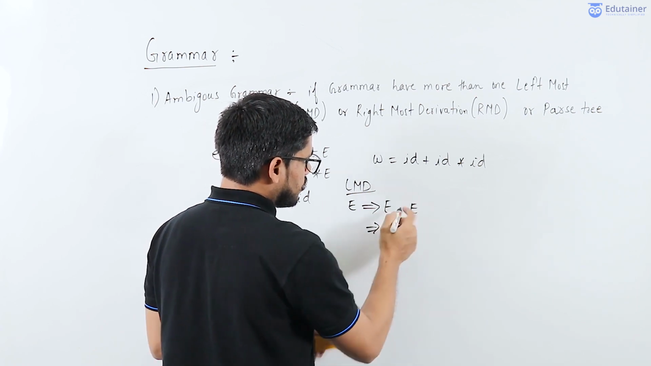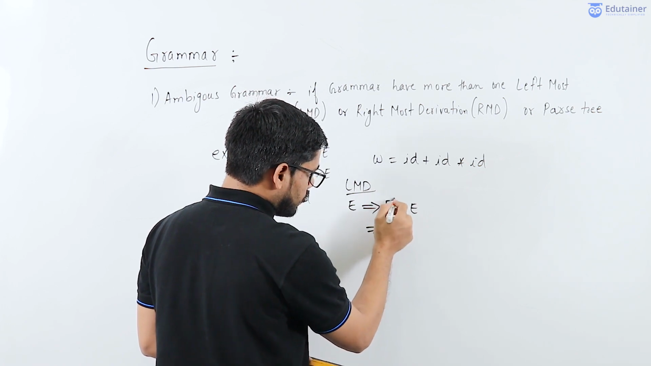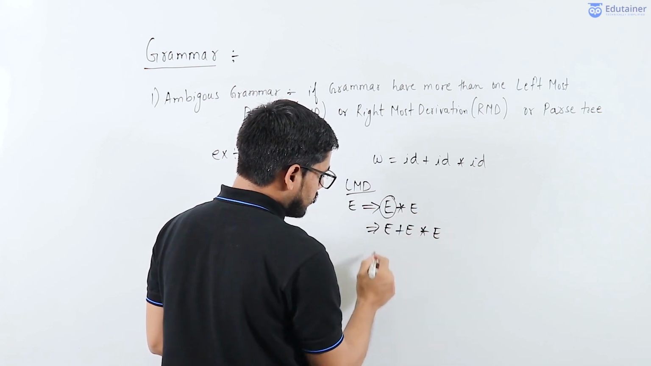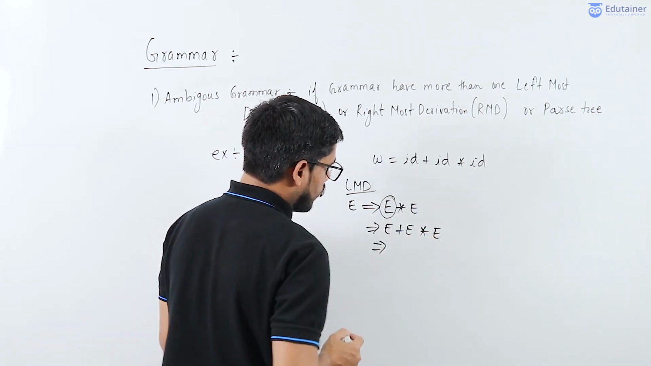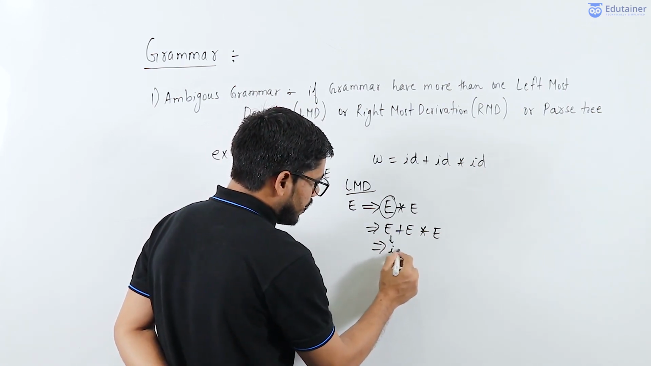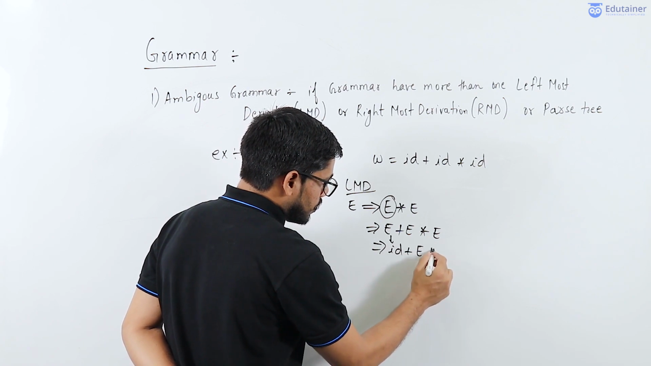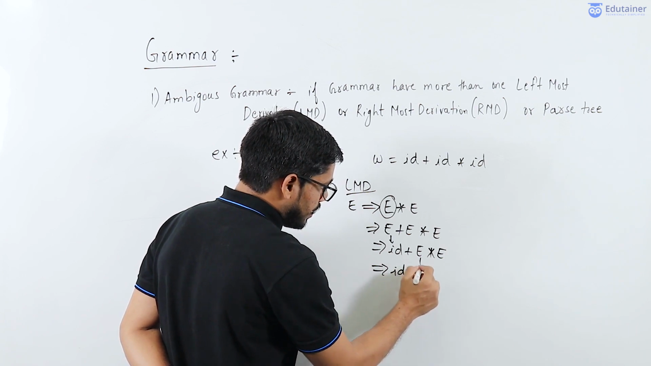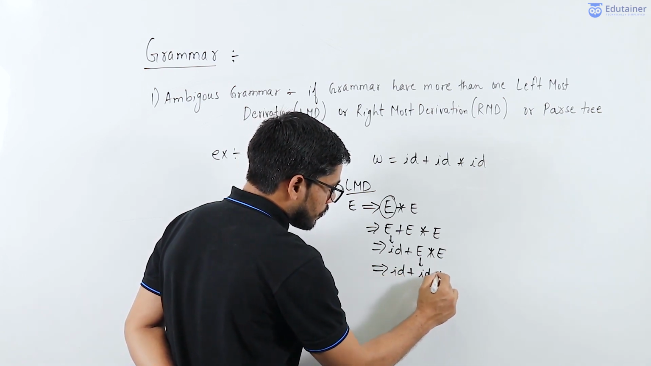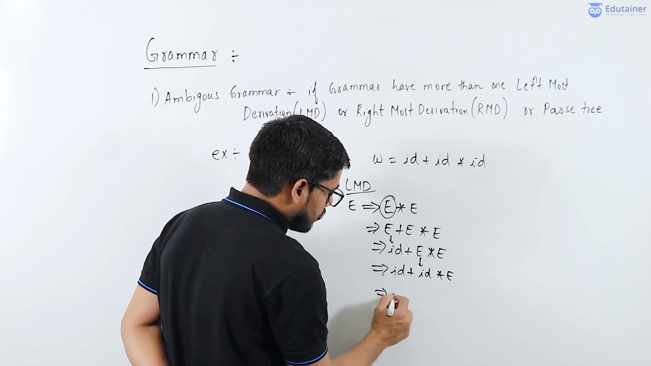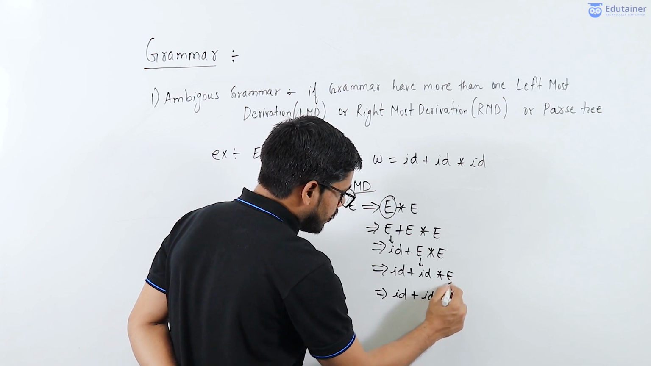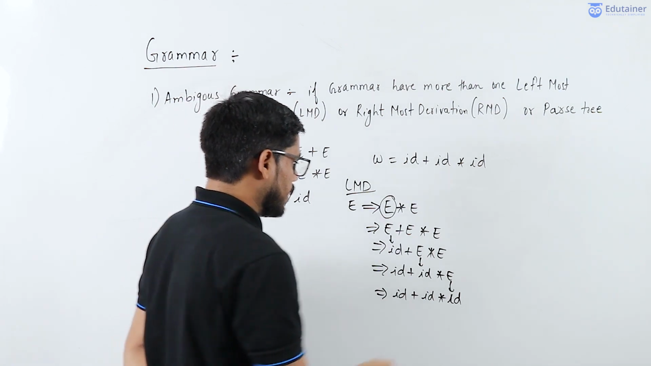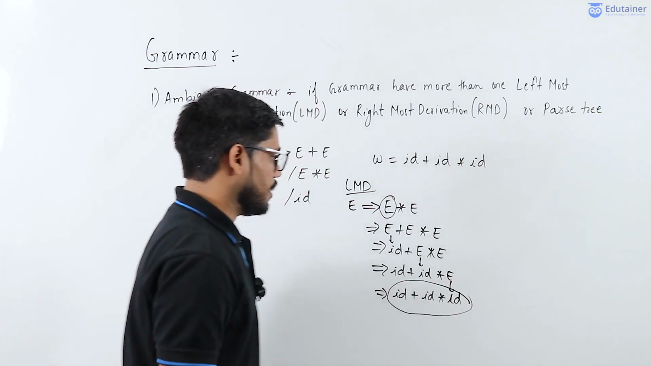So I can use here E star E, and now for this E I can use E plus E, and the remaining is as it is. So E plus E into E. Now after that I will replace this E by ID star E, and then in the next step I will replace the second E by ID star E, and finally I will replace the third E by ID. So I will get my desired result, ID plus ID into ID.